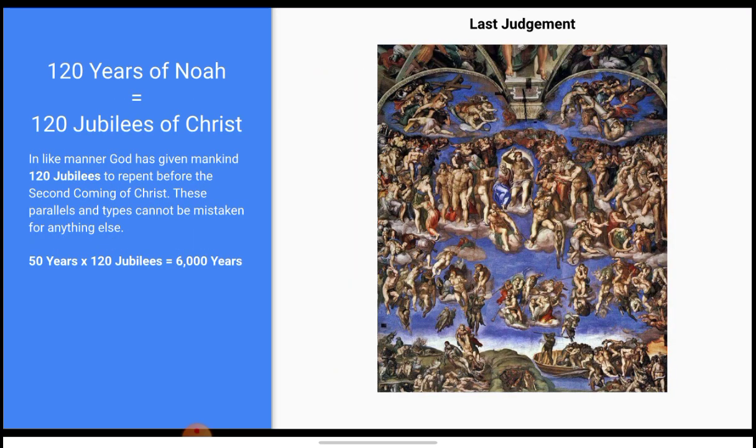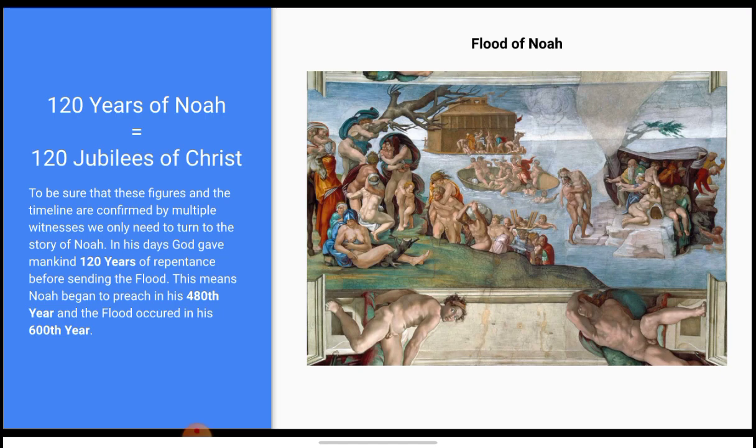In like manner, God has given mankind 120 jubilees to repent before the second coming of Christ. These parallels and types cannot be mistaken for anything else. So we have at the bottom 50 years times 120 jubilees equals 6,000 years. And as you can see by comparing these two paintings by Michelangelo, the Last Judgment, where Christ appears to judge the world, and the time of Noah's flood share very striking parallels.